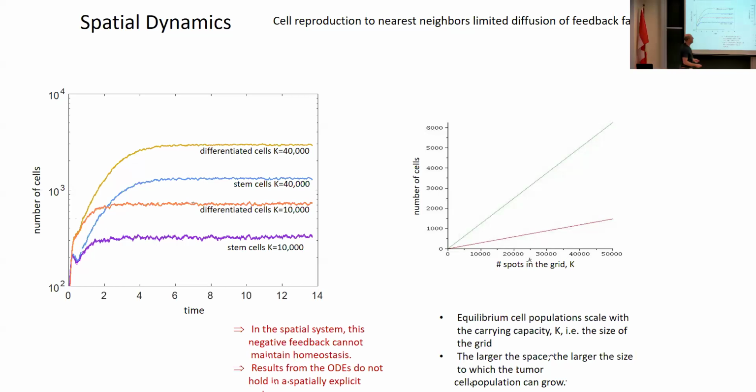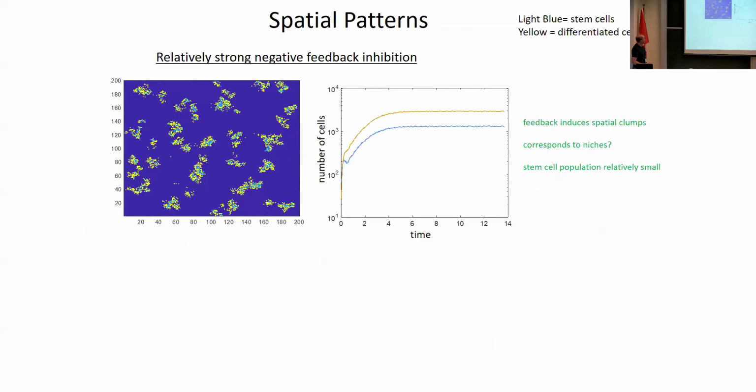And that's shown here. This is how big the grid is. This is the number of cells, differentiated cells, stem cells, and they go up as the size of the system increases. And that basically means that what limits the number of cells in the spatial system is really the grid size and not the feedback factor. So somehow things work differently in a spatial model. The feedback doesn't really regulate the number of cells here. But there are other interesting things that are happening in this system.